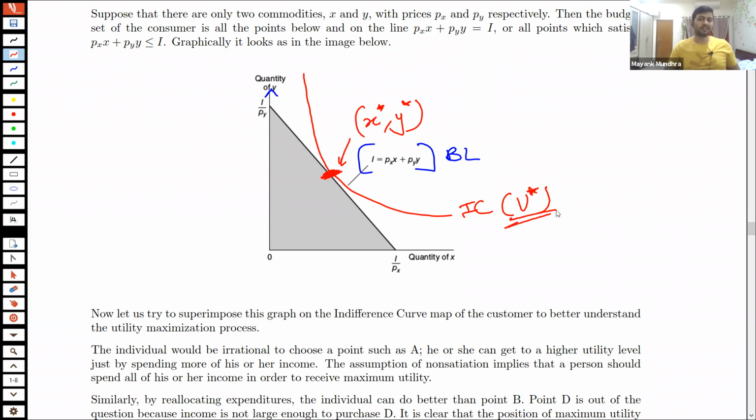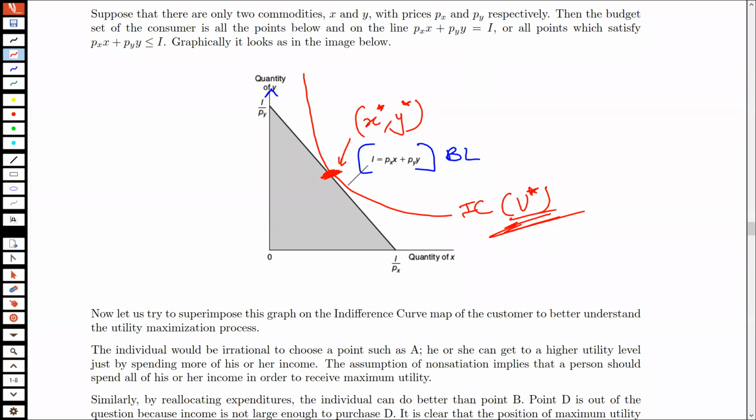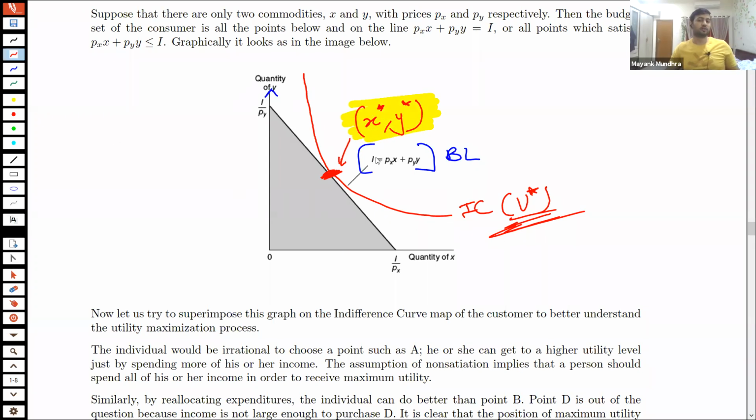So U star is not the important thing. Our job is not to find the optimum utility. That is what you need to understand. The aim is not to find U star because the utility value is not really something tangible. I could do a monotonic transformation and this utility level could be doubled without doing anything, right? So it's not the U star that I'm interested in. What I'm interested in is this X star Y star. So the question is, how do I find this X star Y star?